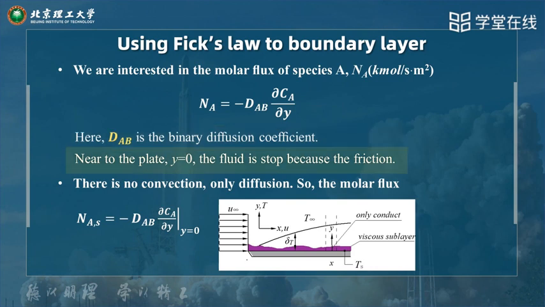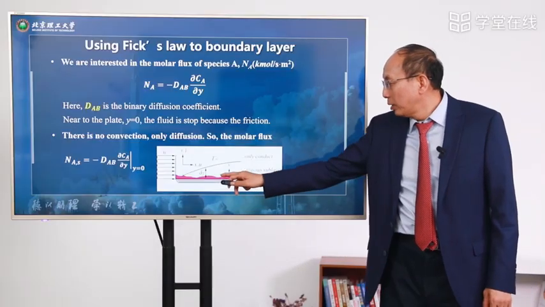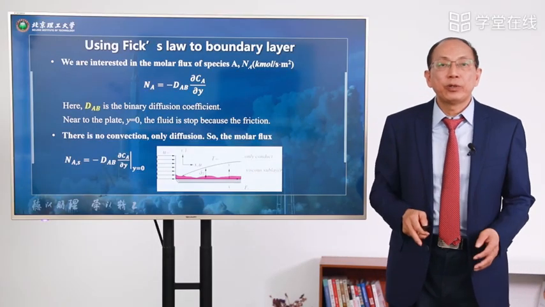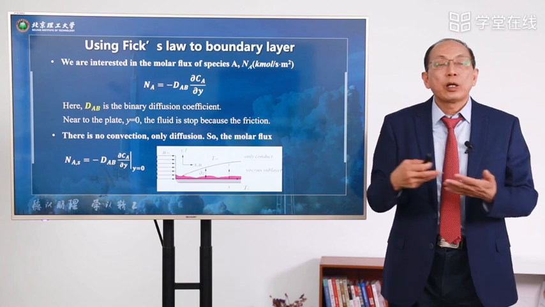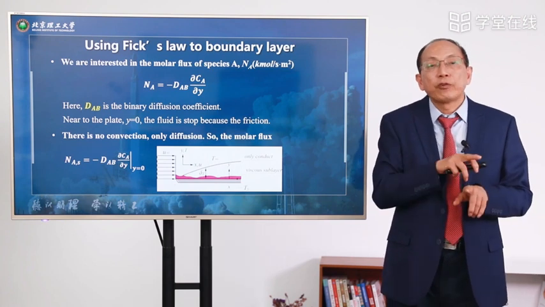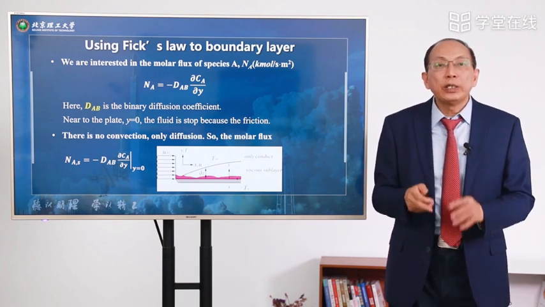Near the plate, at y equals 0, the fluid is stopped because of friction. There is no convection, only diffusion. So the molar flux NAS equals minus DAB partial CA partial y at y equals 0. Very close to the plate, the flow velocity is zero, only diffusion.